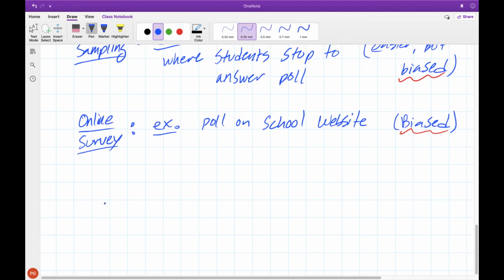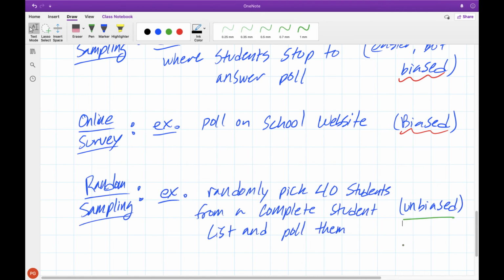At this point, you might be thinking, well, if we can't do these smaller samples, I guess we just have to ask everyone, but there is one good way to get a sample that doesn't result in bias. The best way to get a sample is by random sampling. So this is where we would pick 40 students, say, at random from a complete list of students and ask all 40 of them. This is unbiased because everyone has the same chance to be picked and nobody's being excluded.